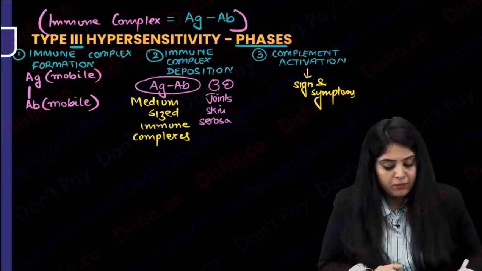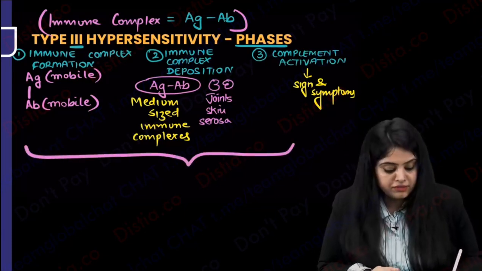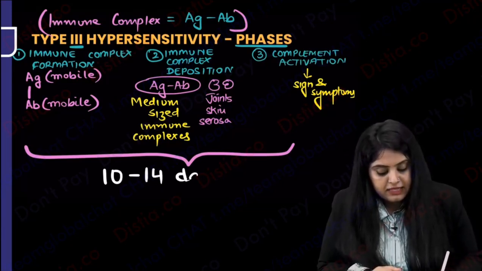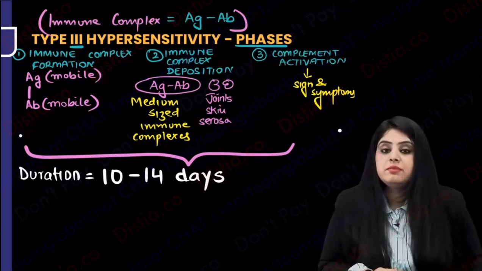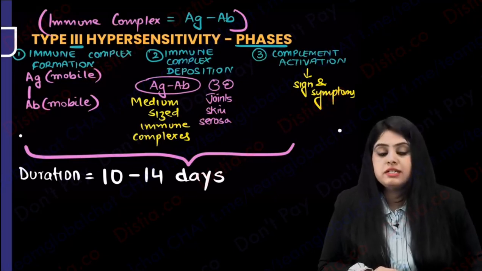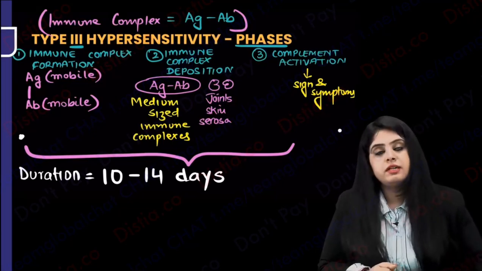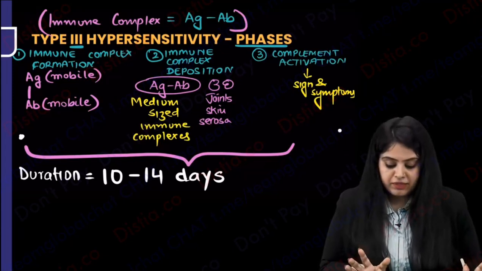How much time is this entire process going to take? Please note very carefully, it takes 10 to 14 days. If they ask you a question about the duration from the starting till the end, how much time does it take? It takes 10 to 14 days. Or from the starting to the appearance of signs and symptoms, how much time? 10 to 14 days, mainly 2 weeks. I hope everyone's okay with this.